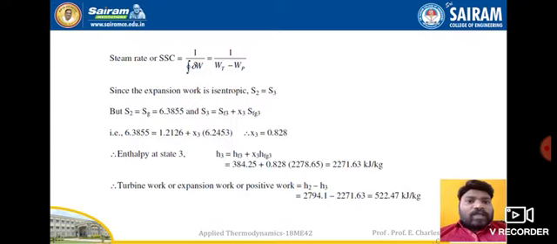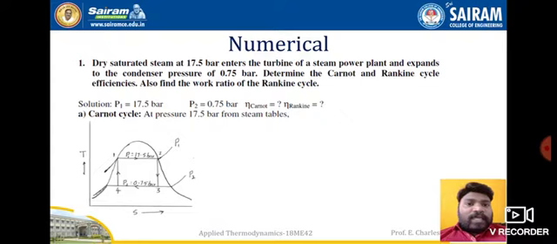So S3 is equal to SF3 plus X3 into SFG3. For S2 we have written SF3 plus X3 SFG3. Again, we'll go to the diagram. If you look at the second point and third point, S2 is on the dry saturated line, but S3 is in wet condition, wet vapor. You might have seen the same thing in the steam chapter in Elements of Mechanical Engineering.